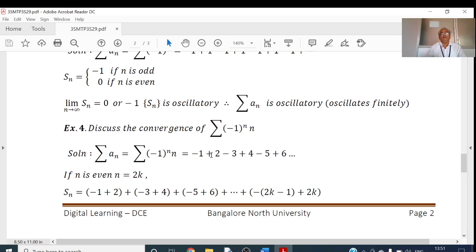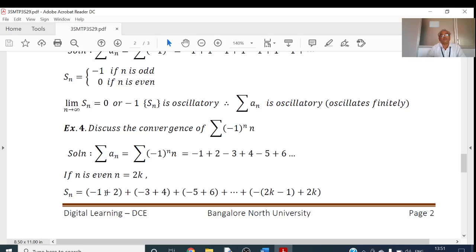So minus 1 plus 2, minus 3 plus 4, minus 5 plus 6. So this is our series. Now if n is even, let me take n equal to say 2k. Then these terms can be written as, first I will take the first two terms here.